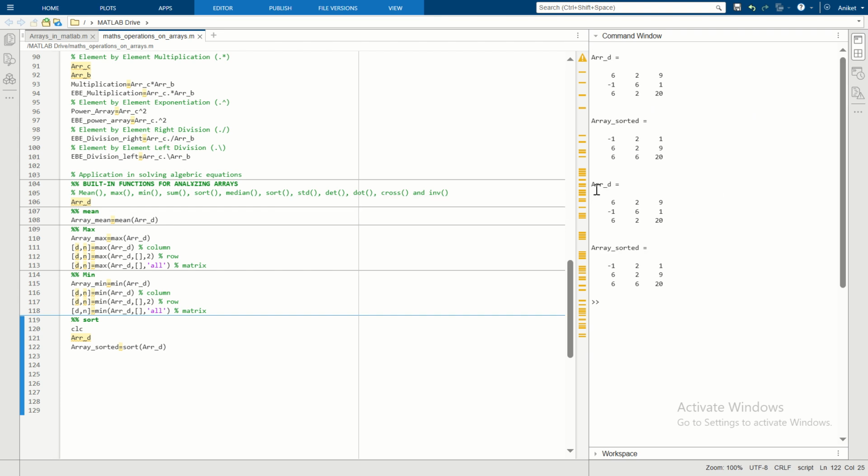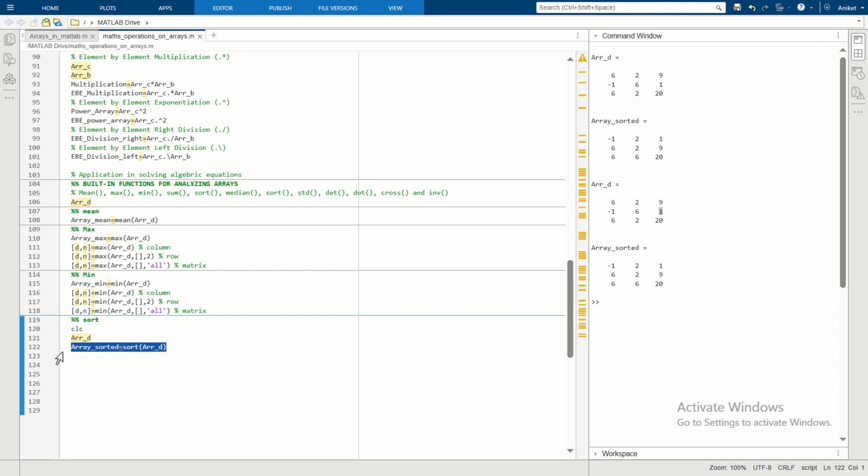Okay. So this is ARRD. This was the original matrix. We use the sort command. You can see here this element went to number 1 position, and 6 and 6, 2 went to the first two and 6 went to last. This will become 1, 9 and 20.